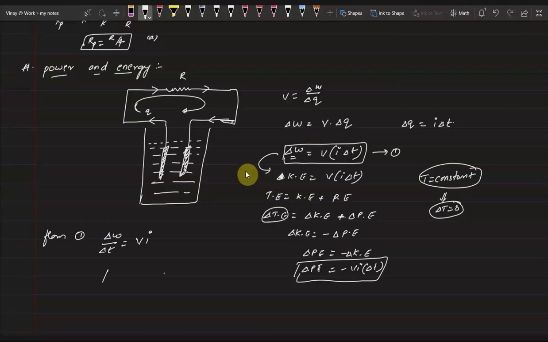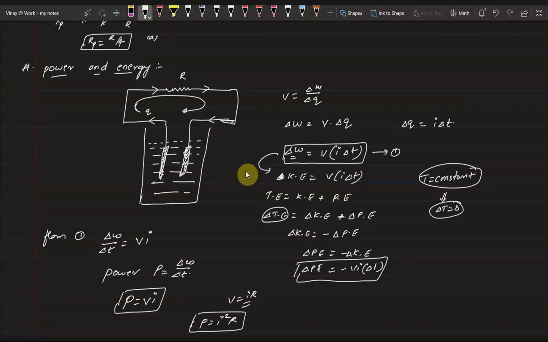Delta W by delta T can be taken as power. Now we know that power P is equal to delta W by delta T, and that power can be taken as V into I. Then according to Ohm's law, V can be taken as IR. Substituting here, power P is equal to I square R. This is the formula for power. Or you can write P is equal to V into I, where I is V by R, because V is equal to IR. Then this becomes V square by R square into R, cancel R and R. Finally, the power formula is V square by R.